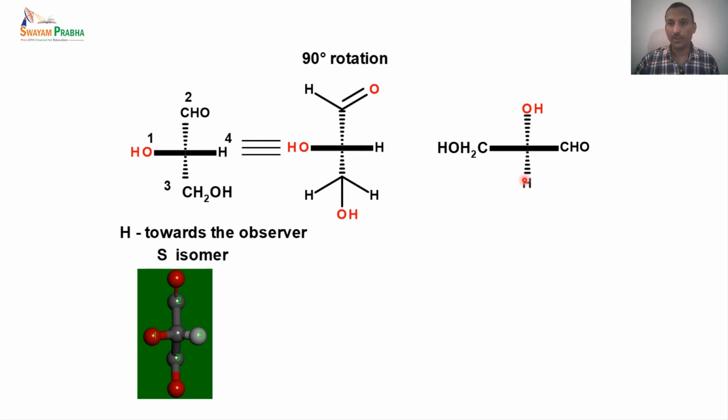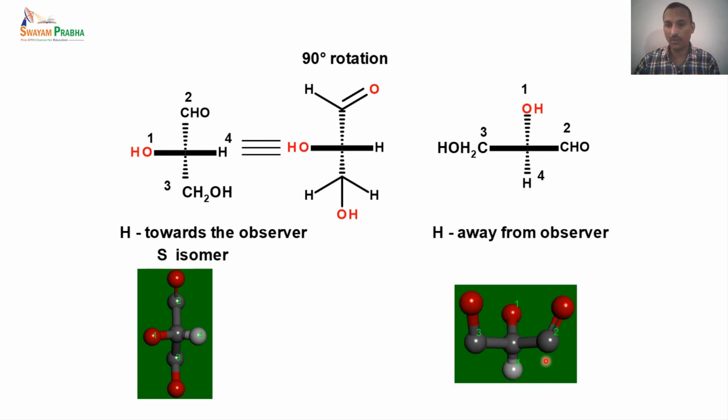Now let us look at how to assign the RS configuration for this molecule. Now the hydrogen is away from the observer. The OH is also away from the observer. CHO and CH2OH are pointing towards the observer. So let us give the priority numbers as earlier. So OH is number 1, CHO is 2, CH2OH is 3, and hydrogen is 4. And if we look at the molecule in the 3-dimensional way, it is shown as here.